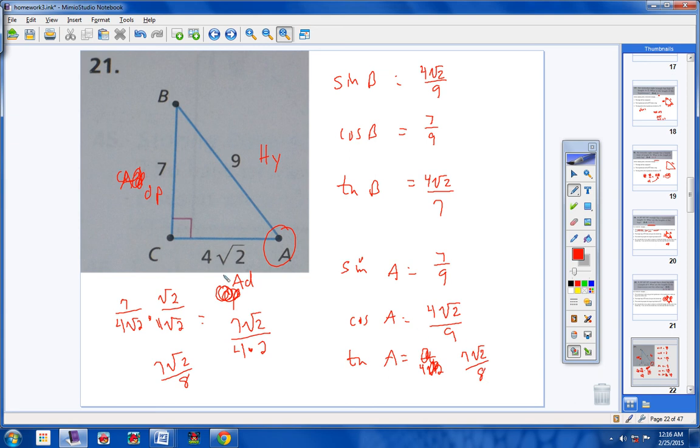Let me check the answer key real quick and make sure that is correct, and see if it is. Yes, it is correct. All right. Okay. Moving on to number 22.